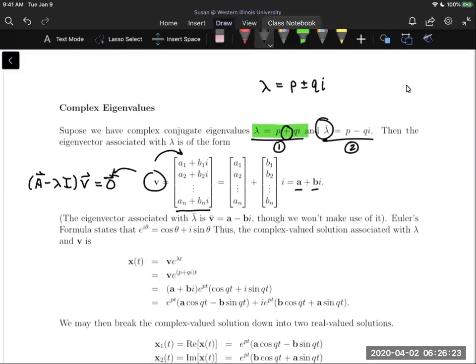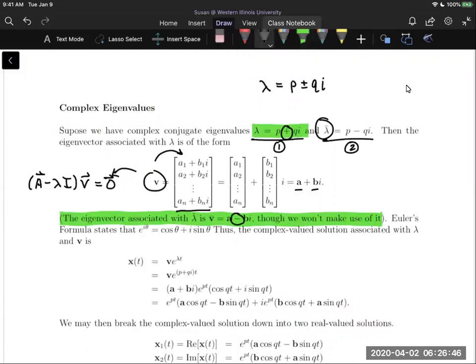I made a note here that although this other eigenvalue is an eigenvalue itself, we would get the exact same eigenvector. It would just have a negative. We're not going to worry about it, and we'll talk a little bit more about why it doesn't matter.